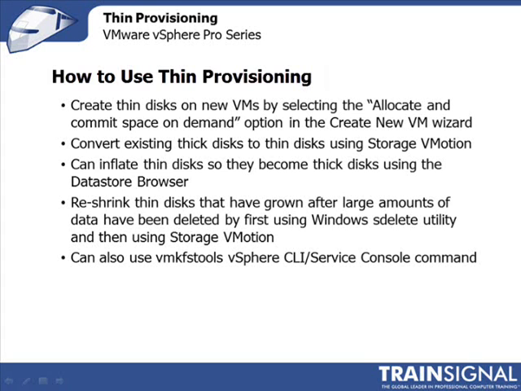If you only have one data store, then you must power off the VM and convert the disk using the VMkfstools utility. Let's now look at a demonstration of converting a thick disk to a thin disk using storage vMotion.